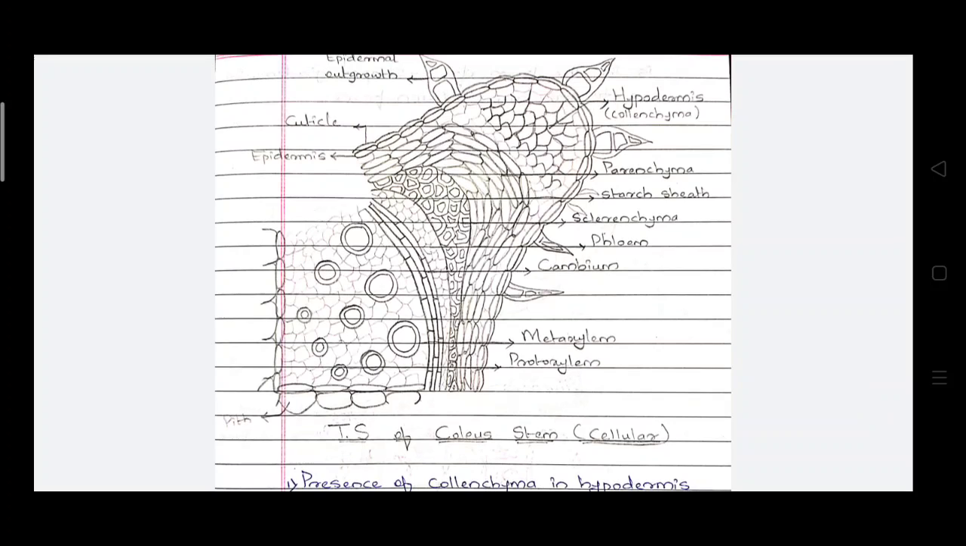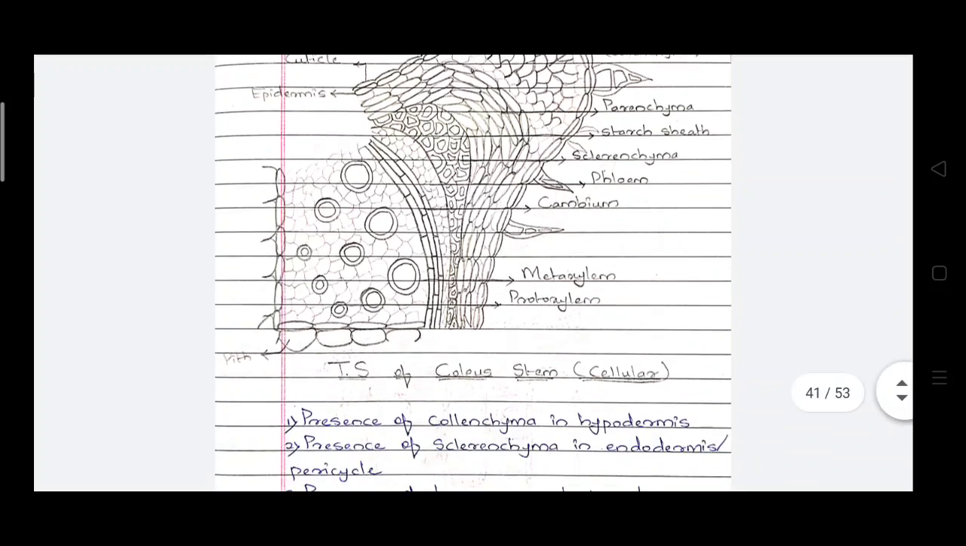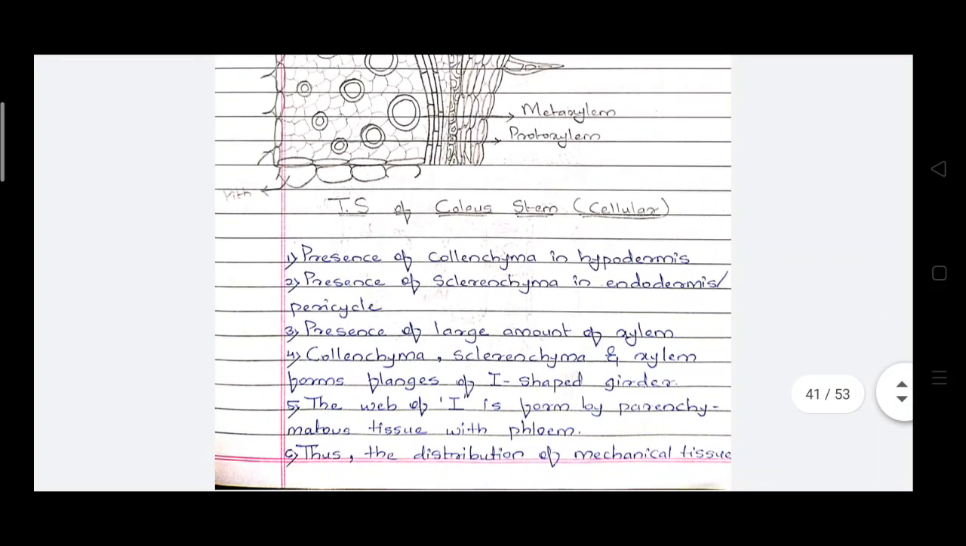This I-shaped girdle forms the flanges, and the web is formed by the parenchymatous tissues with the phloem. So these types of mechanical tissues are observed in the coleus stem. So this is regarding the mechanical tissue distribution in coleus stem. The next example we will discuss in the next video.